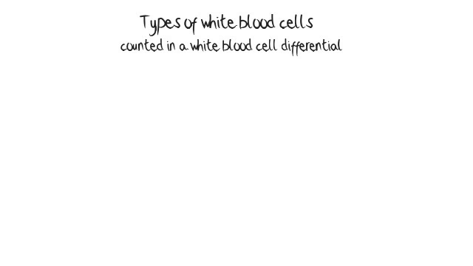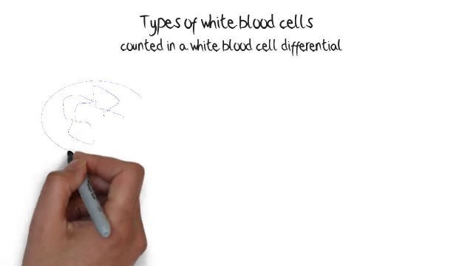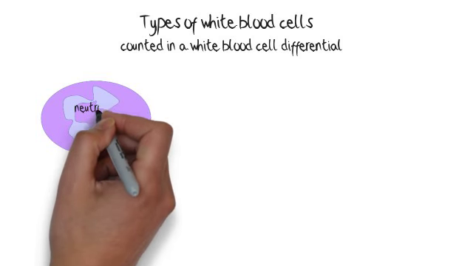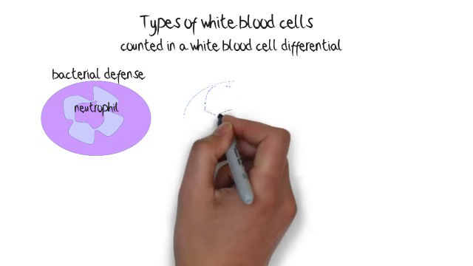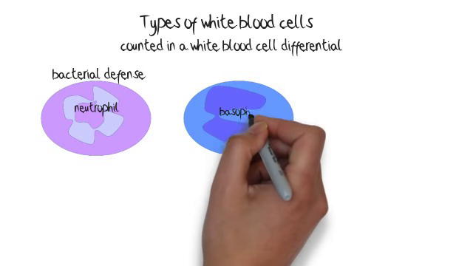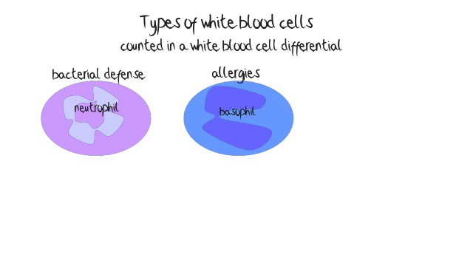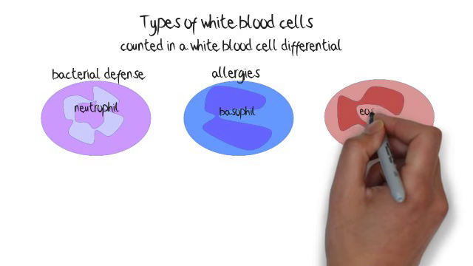Most white blood cells in an adult, 60 to 70%, are neutrophils, which are involved in defense against bacteria. Basophils are the rarest and are involved in allergic responses. Eosinophils are involved in defense against parasites.